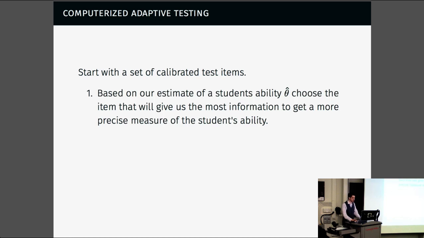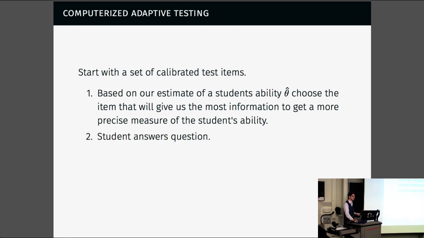OK, so then what we do is, once we have this set of items, based on our estimate of a student's ability, so theta hat, what we think the student's ability is so far, we choose the item that will give us the most information to get a more precise measure of the student's ability. Does that make sense? So if we know the student's really good, we might decide, OK, let's give an item with high difficulty, because we want to see if the student will be able to answer that correctly or not. If the student's doing really poorly, we might say, OK, let's give an item of low difficulty, because we want to know if the student will be able to answer that. Given an item of high difficulty wouldn't give us any information.